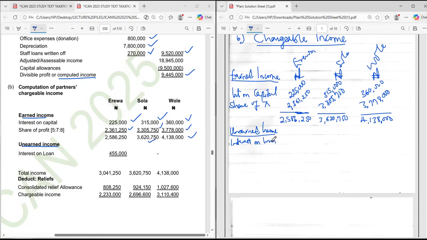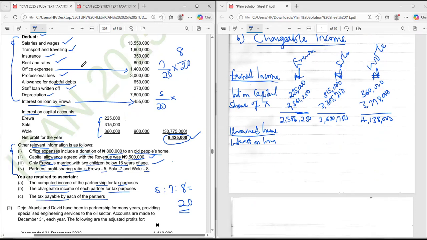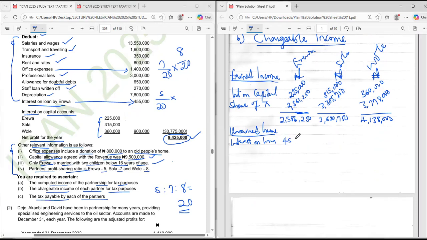Did they give us the figure direct? Yes. Let's check. There's only one guy that even gave us loans. Erewa, Abi. So that will be 455. It's an income to him. He gave us loan and we are paying him interest. Yes, nice income now. So help me add up this guy. This one will remain the same.